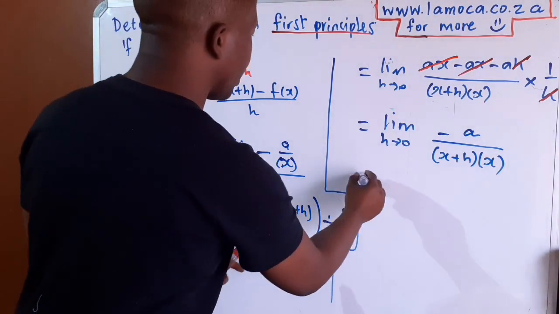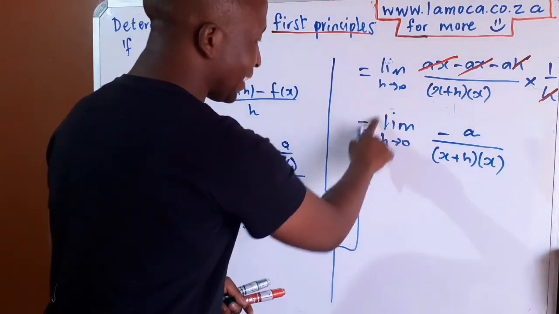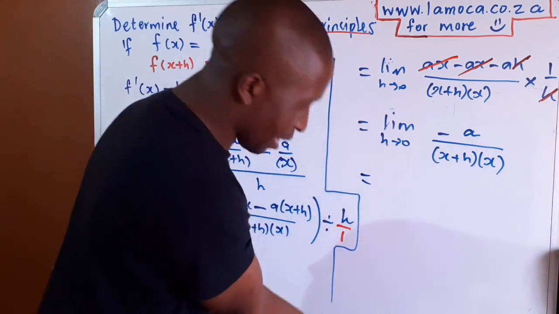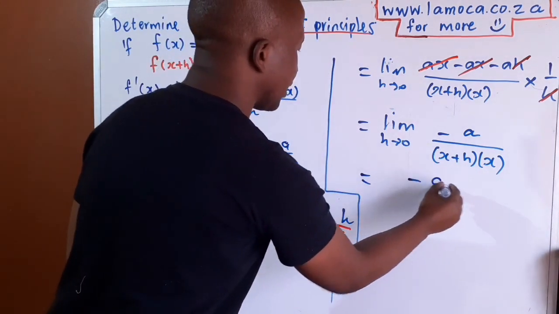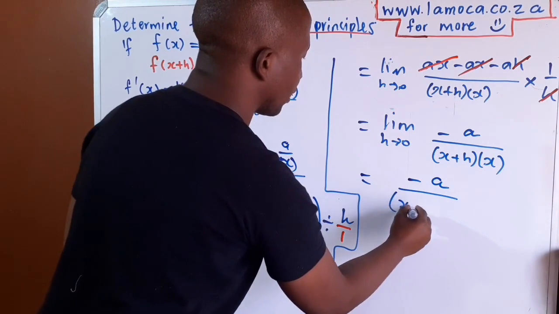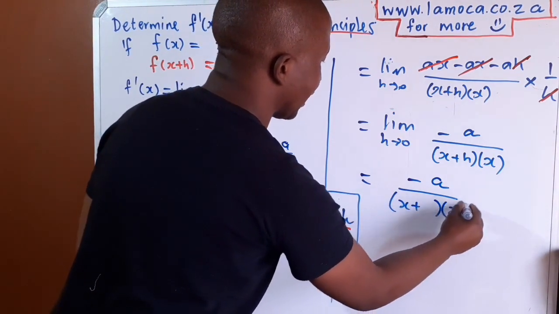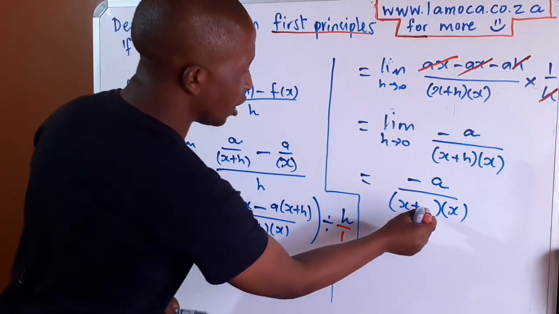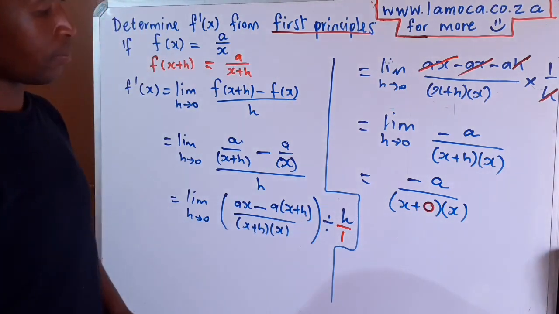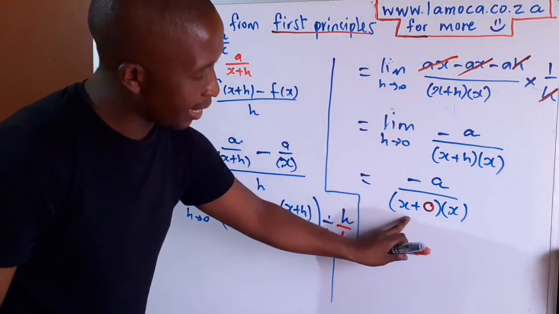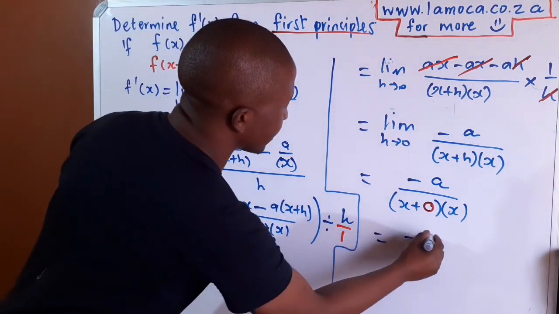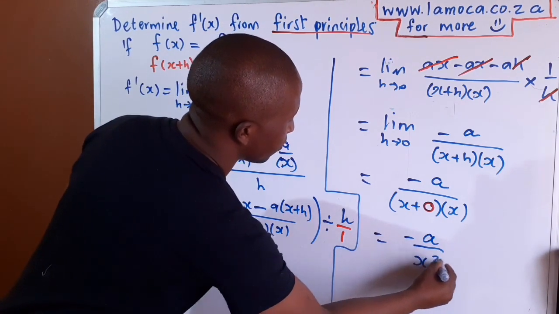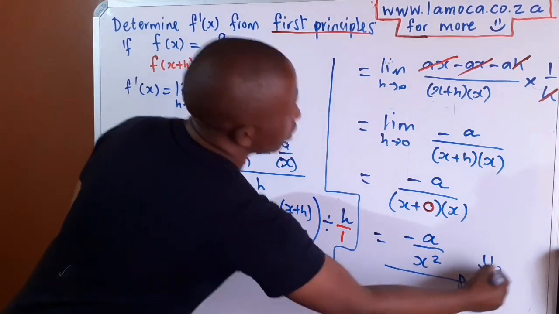So this is going to be equal to, I'm going to stop writing the limit because now my h is going to become 0. So this is going to be minus a divided by x plus something and another x there. The only thing changing is my h is now becoming a 0. Okay, x plus 0 is x, x times x is x squared. The final answer is minus a divided by x squared, and that will be the solution to this question.